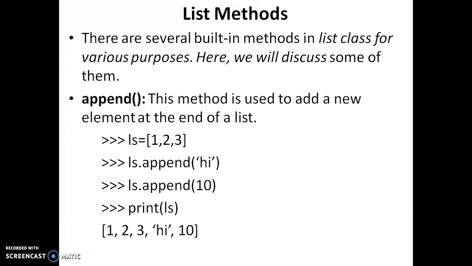There are some methods in the list. Several built-in methods are available in the list class for various purposes. The first function is append. This method is used to add a new element. If you want to add a new element into an existing list, you can use the append function. So ls equals 1, 2, 3, ls dot append hi and ls dot append 10. Hi and 10 will be appended to the existing 1, 2, 3.